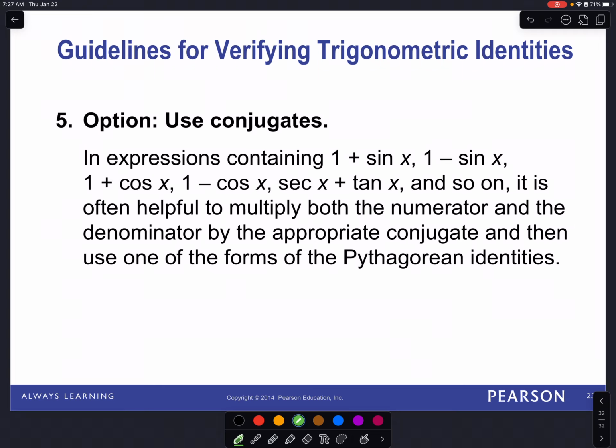Okay, and I think that's it. Oh, one more. Another option is to use conjugates. So we saw all of these at play over this presentation. For expressions containing 1 plus sine, 1 minus sine, 1 plus cosine, 1 minus cosine, secant plus tan, and so on, it's often helpful to multiply the numerator and denominator by the appropriate conjugate and then use one of the forms of the Pythagorean identities.